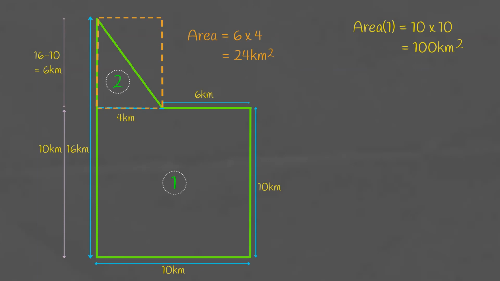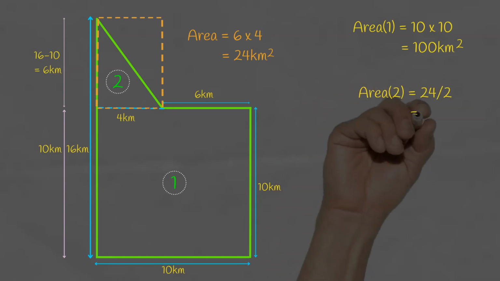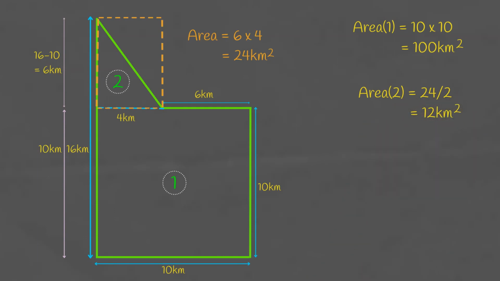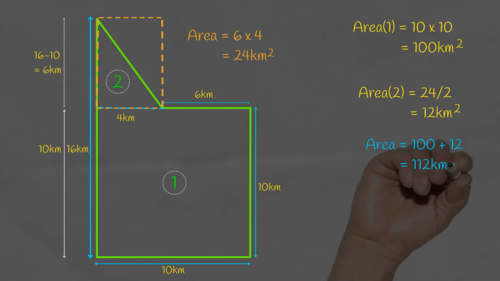Now if you look, you can see that the area 2 is exactly half of that rectangle. So area 2 is equal to 24 divided by 2, so that's equal to 12 kilometres squared. And so the total area of the shape is area 1 plus area 2, so it's 100 plus 12, which is 112 kilometres squared. So that's it for this video.